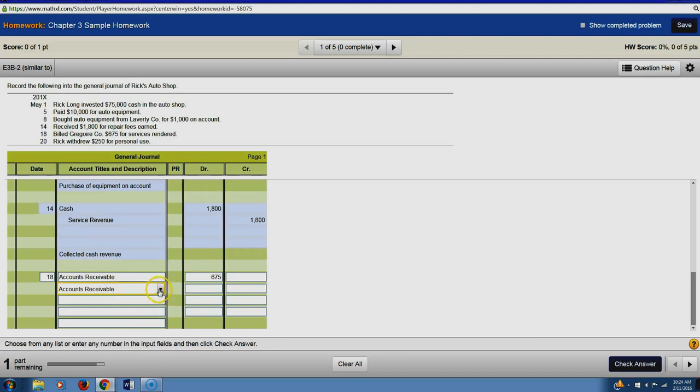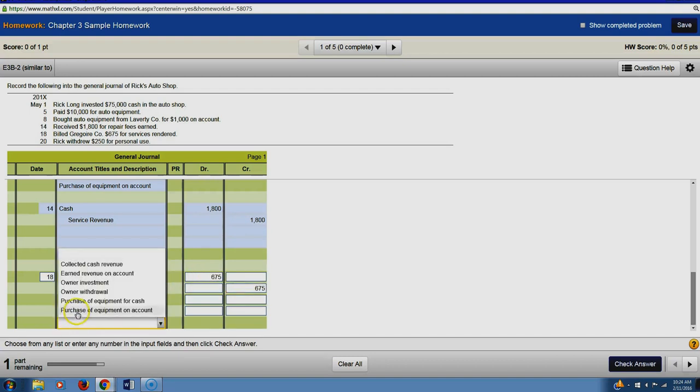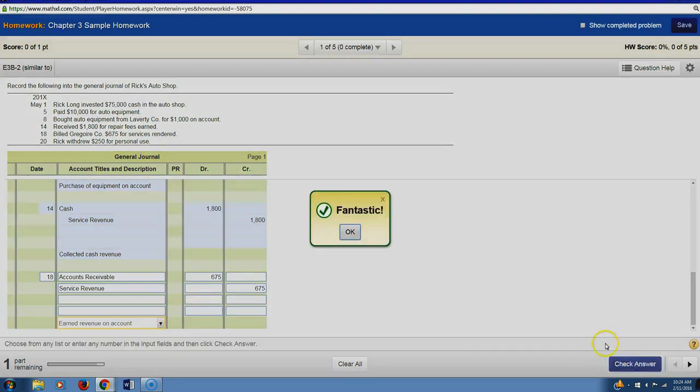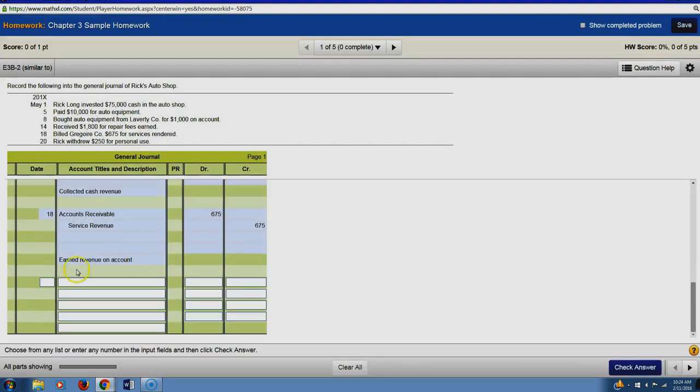But oops, that's wrong. It's still service revenue. It's recorded when the money is earned, even though we don't have the cash yet. When we collect the cash, then we worry about wiping out the account receivable. But right now, we're concerned with earned revenue on account, and I think that's the case. Correct? Accounts receivable. So we're adding to the asset accounts receivable, and we're adding to the service revenue account. Let's make sure we got it right. Check answer. Oh yeah, we're terrific, aren't we?